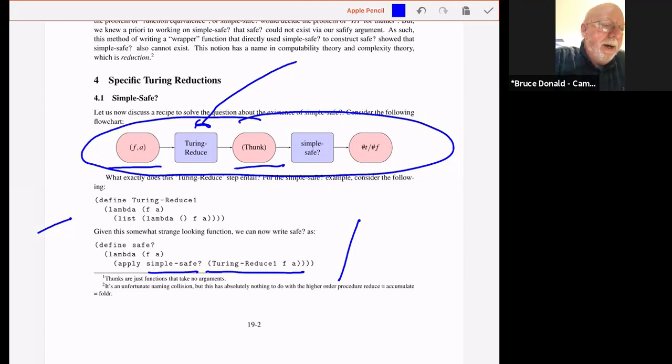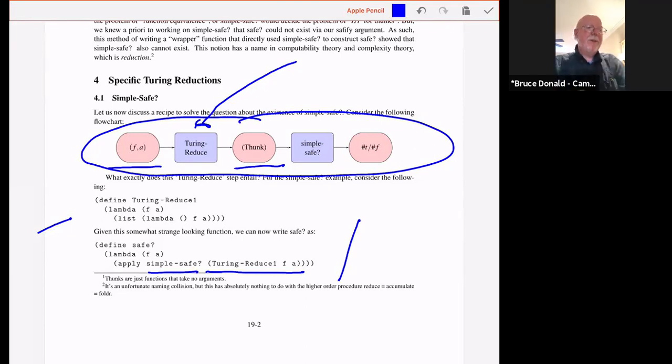So the goal of this exercise is that you could do this in many cases. What you do is take the input to the halting problem, for example, and turn it into some other problem that your putative new function is trying to solve.